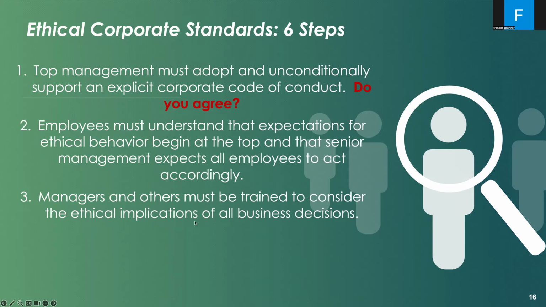Number three, managers and others must be trained to consider the ethical implications of all business decisions. This is very important, not only for the individual. For example, an implication might be that they get fired for having unethical practices, but a secondary possibility is that this information could leak and become public. And then it becomes more than just the individual's offense, it becomes the company's.